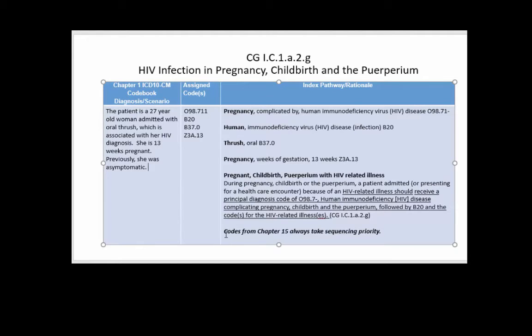Then here in italics, it says codes from Chapter 15 always take sequencing priority. That's something that we have to just remember as we're moving through the record, and I'll be reminding you of that in your homework in different places, that the Chapter 15, your pregnancy codes, always take sequencing priority. It is very, very rare that a pregnant woman would be admitted to the hospital that wouldn't have a diagnosis that starts with pregnancy complicated by, whatever the reason is for her admission. Obviously, if she's being admitted in labor, that's different, but anything prior to labor is going to be a complication of the pregnancy.